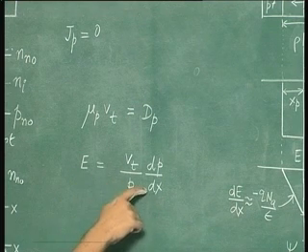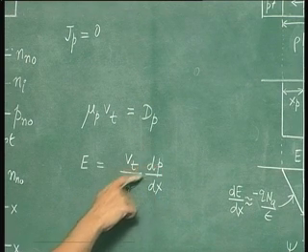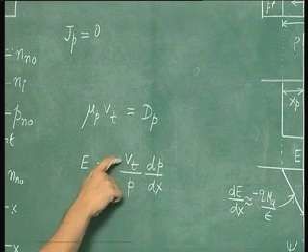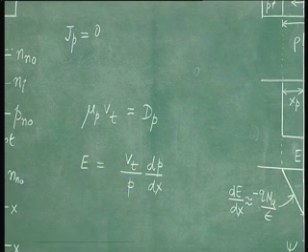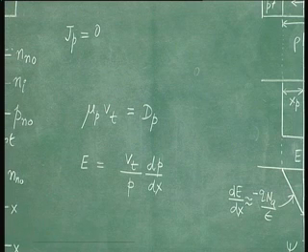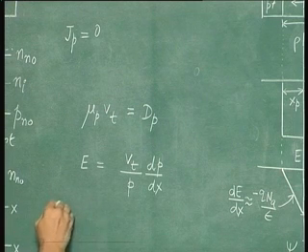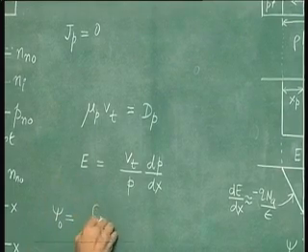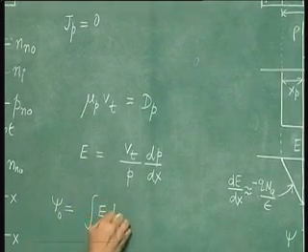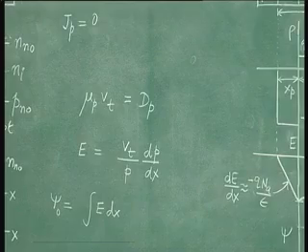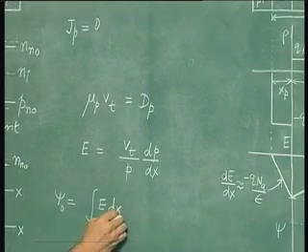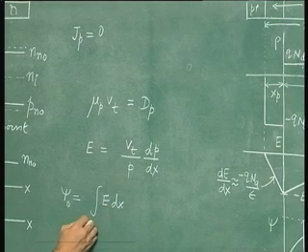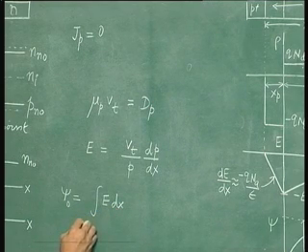Notice that dimensionally this is correct. This is concentration, this is concentration, so this cancels. This is voltage and this is length, so volts per meter, that is the electric field. Now we know that the potential psi naught is nothing but the integral of this electric field with respect to dx, and the integration should be carried out from the P side to the N side.